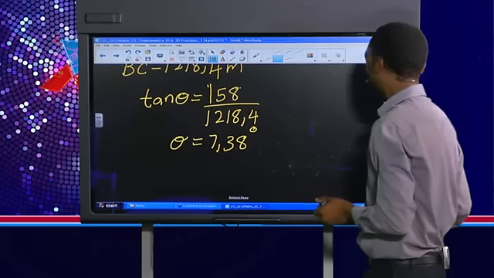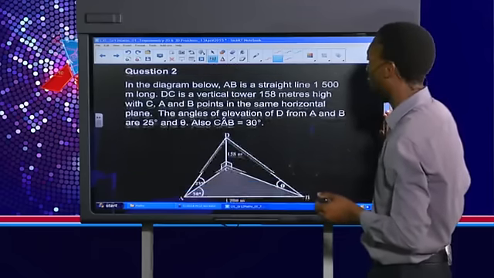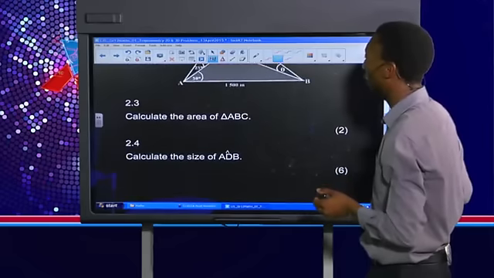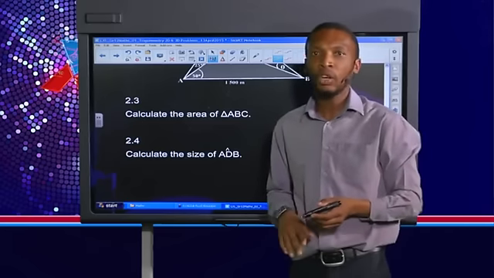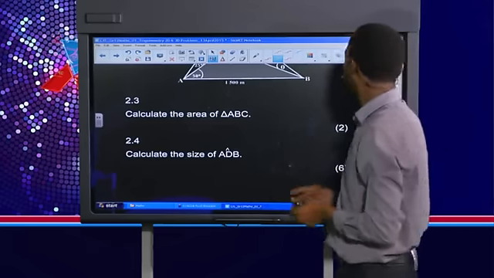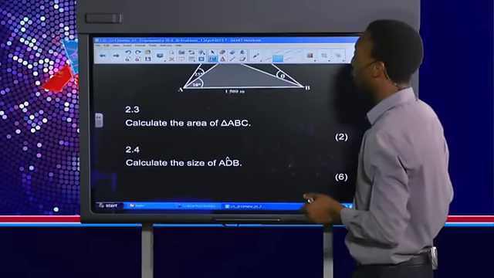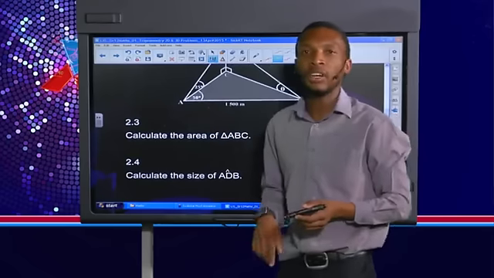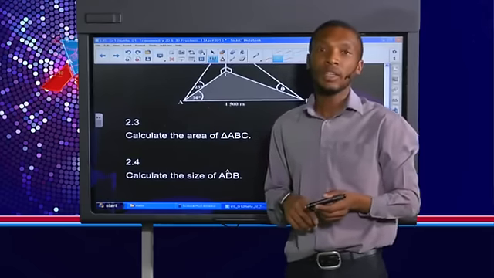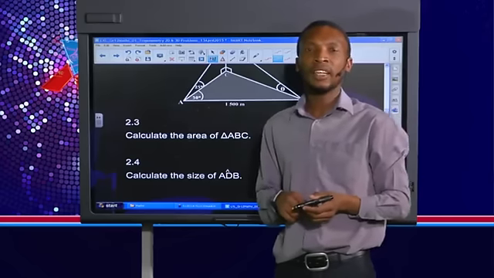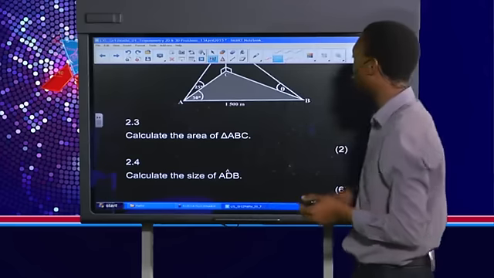Let's move right along. What else is required of us? 2.3 says calculate the area now of triangle ABC. So we're now looking at the horizontal plane, or the floor of this, and we need to work out the area. Remember, the area is half multiplied by the product of two sides, multiplied by the sine of the angle in between those two sides.